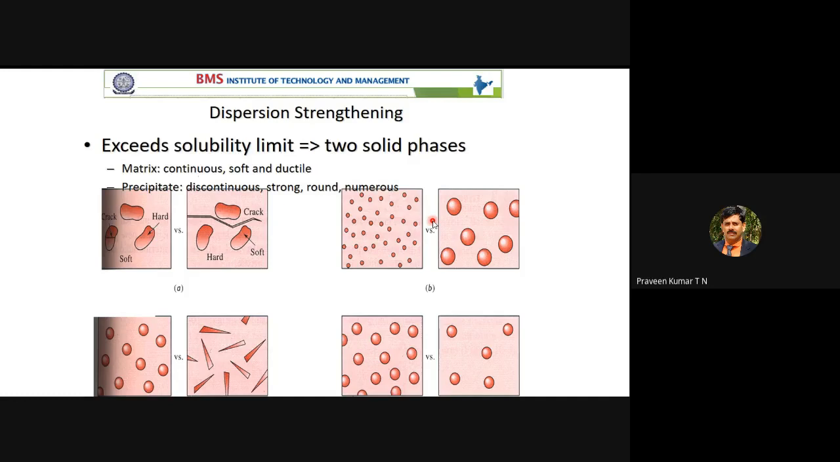In a similar way, if it is a pure metal or just an alloy and the strength is less, we can add some ceramic particles like silicon carbide or Al2O3, alumina, etc.